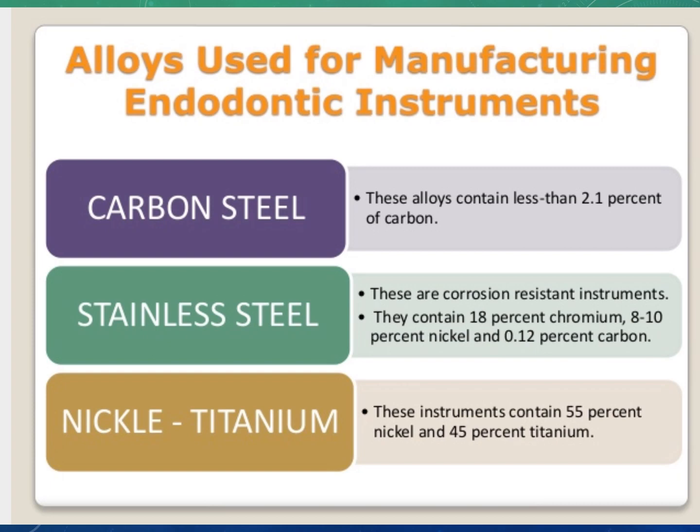Next is the nickel titanium. They are called NiTi. So these instruments contain 55% nickel and 45% titanium. Usually all the rotary files like ProTaper, ProTaper Next, Race and Hyflex, all those rotary files are made up of nickel titanium.